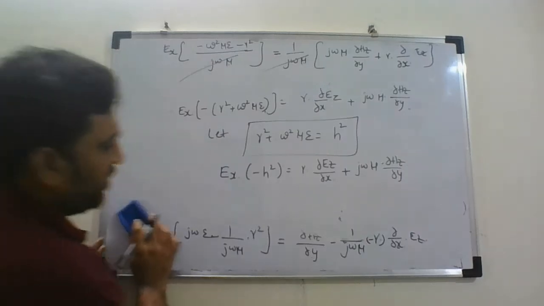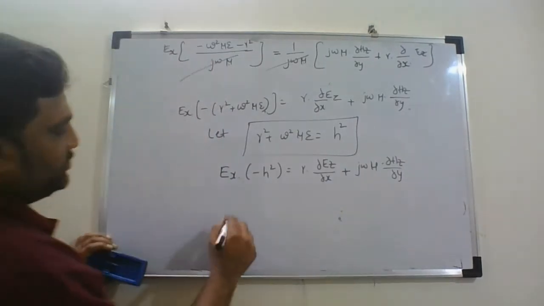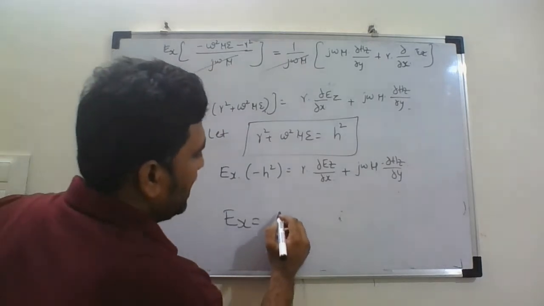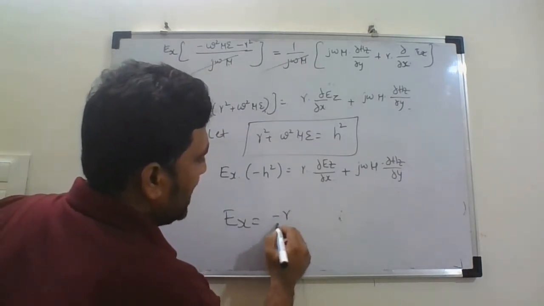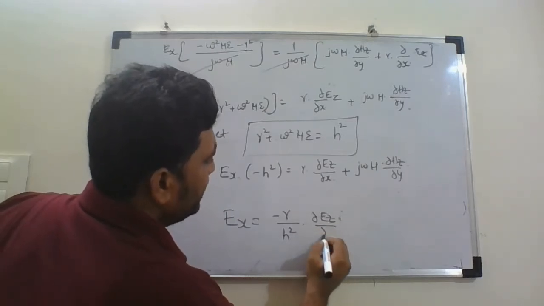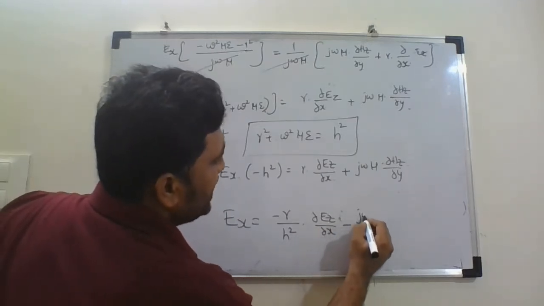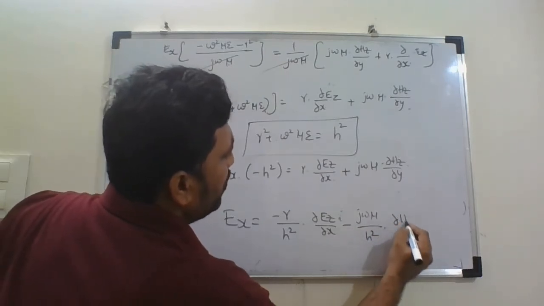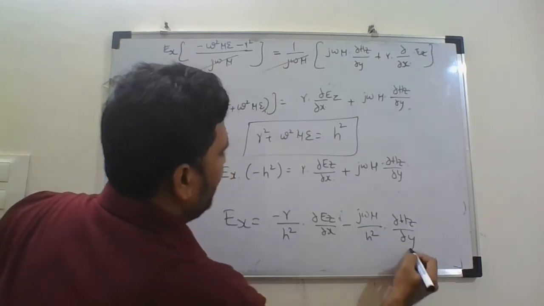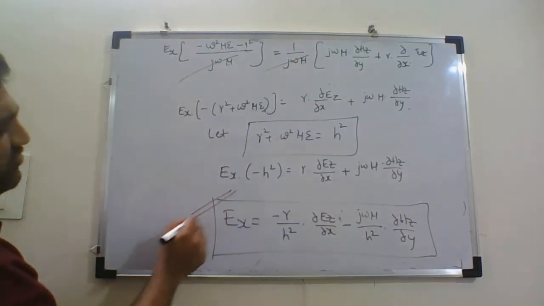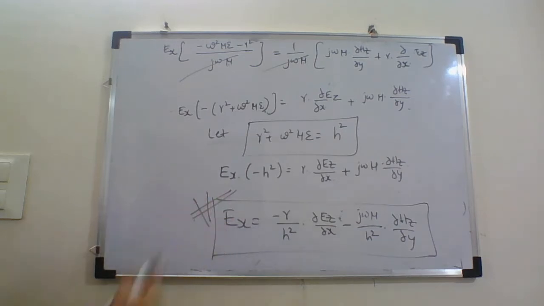From this, the final expression for Ex is equal to minus gamma by h square into dou Ez by dou x, and minus j omega mu by h square into dou Hz by dou y. This is the expression for Ex.